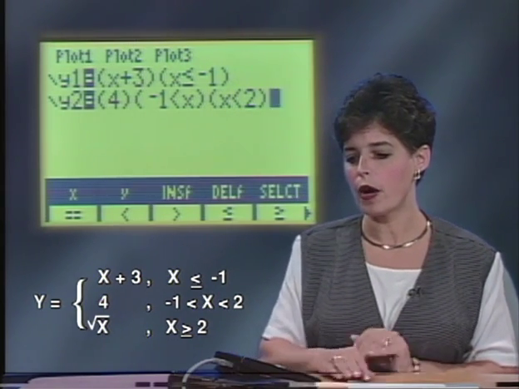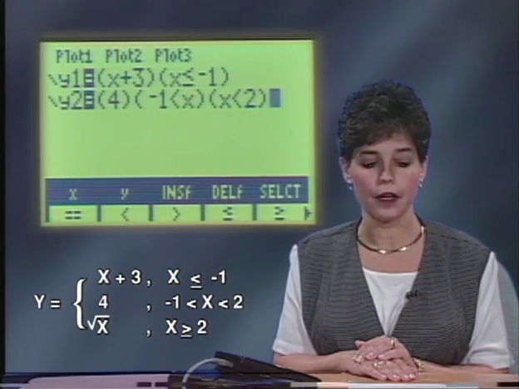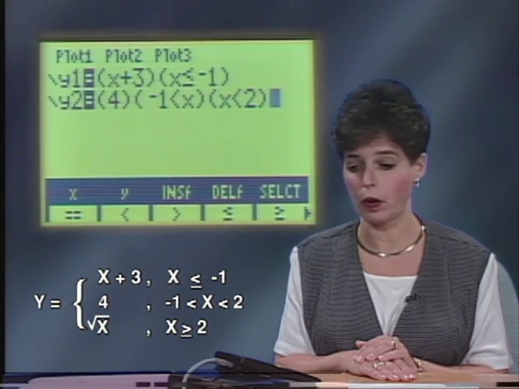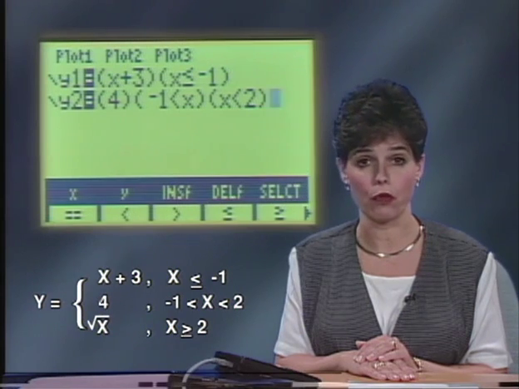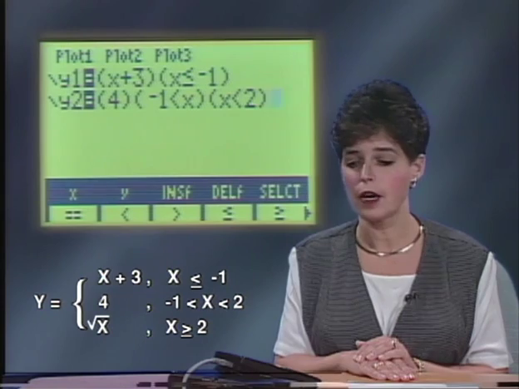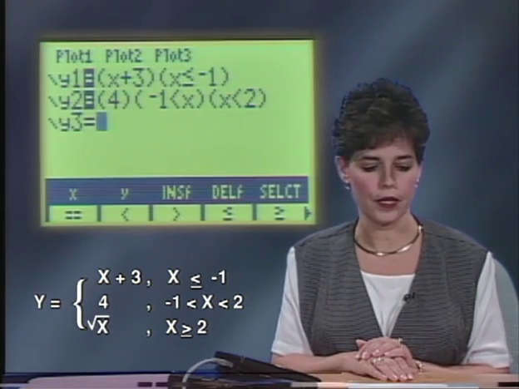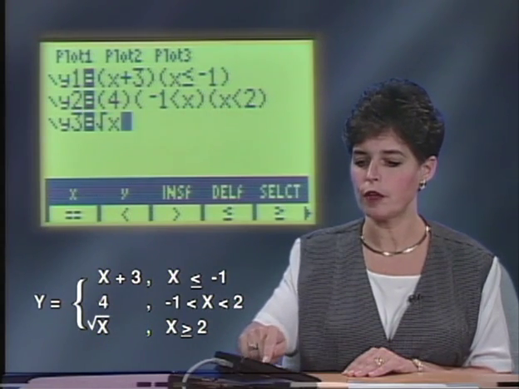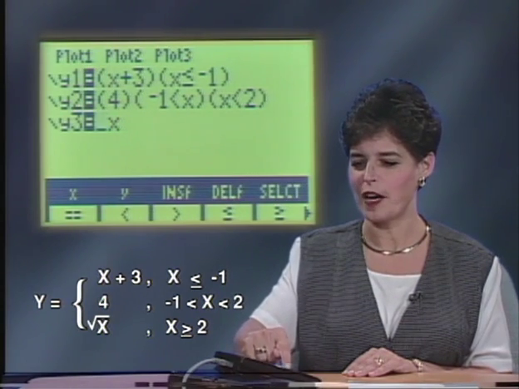So even though I couldn't put my restriction in just the way it would be in a problem that you'd get, I have both restrictions. I have that x has to be greater than -1, and I have that x has to be less than 2. I have both of them right there. And we are now ready for the third portion of this piecewise function. So go down to y3 and do the square root of x. Oh, and you needed parentheses around them, so if you forgot like I did, go back and insert.